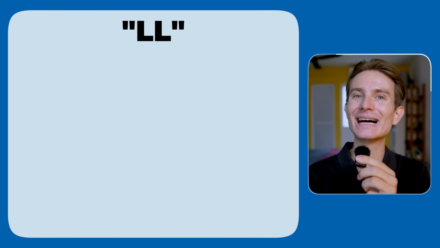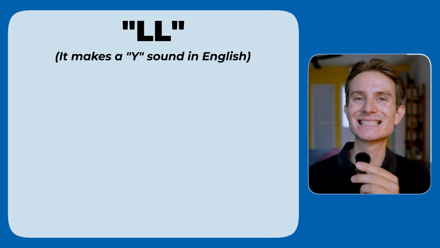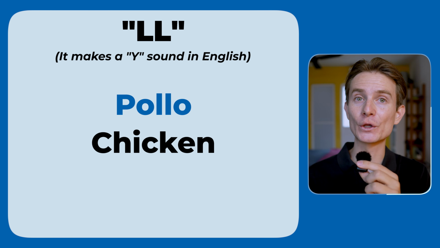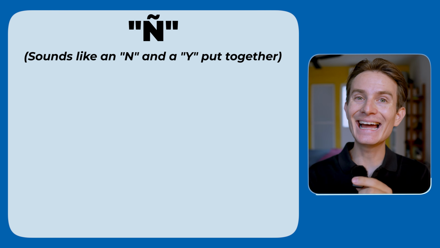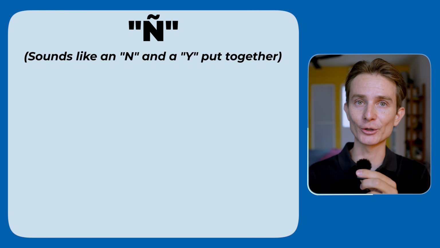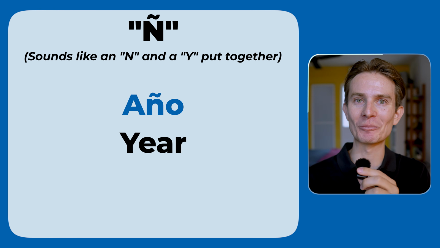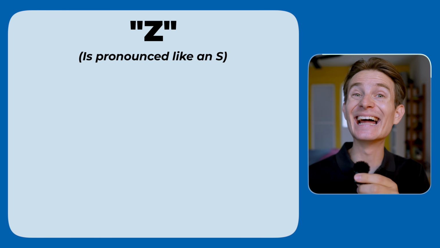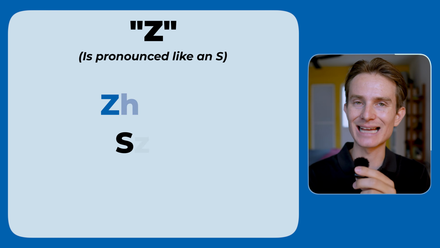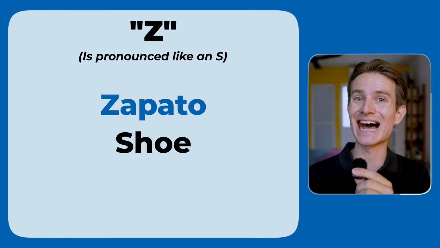Carro. The double L makes a Y sound in English. Pollo. Ñ sounds like an N and a Y put together. So make sure you say año and not ano. Z is pronounced like an S. Say zapato instead of zapato.